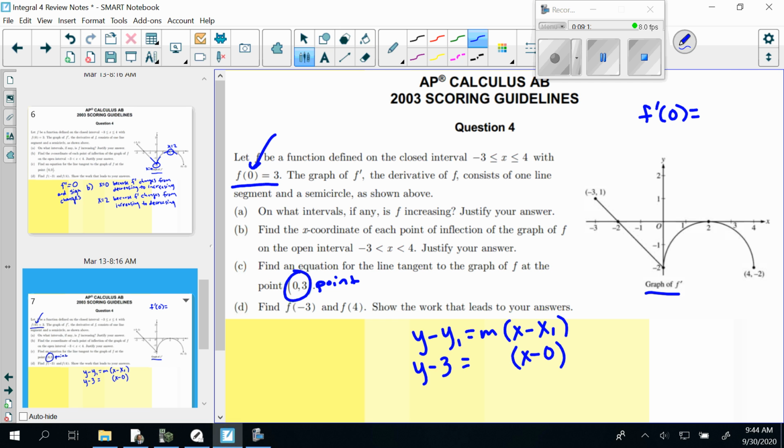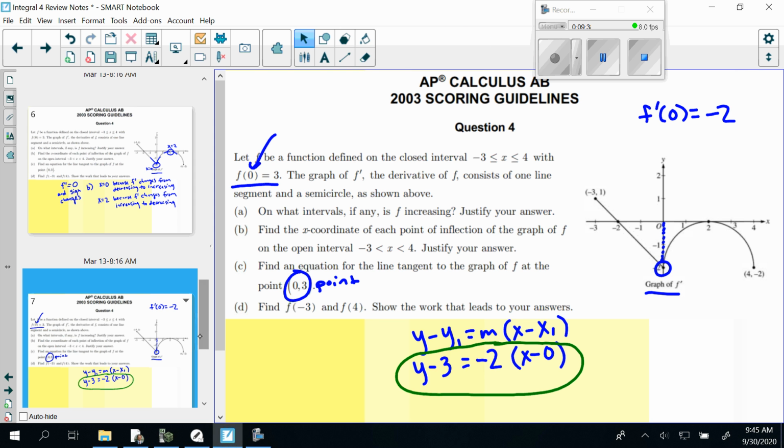Well, we can get that from this graph. At 0, if we follow our graph here, looks like the slope is -2. And so that would be the slope that we would want right here. There's no need to simplify this. They didn't ask for it in slope-intercept form. You would be good just keeping your answer like that.